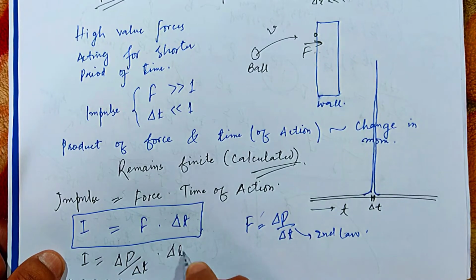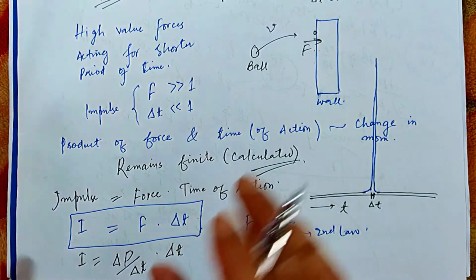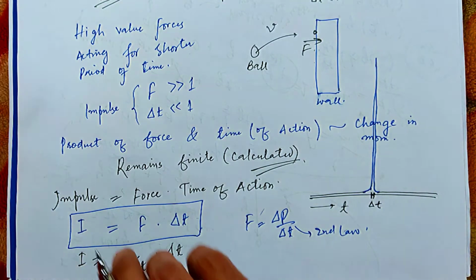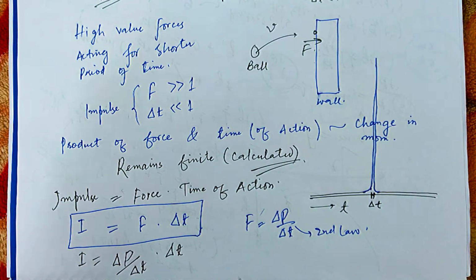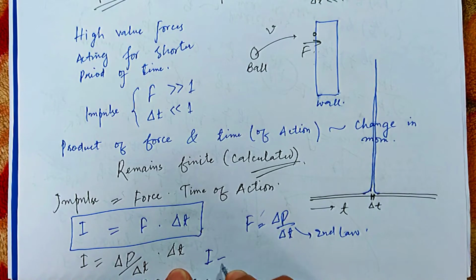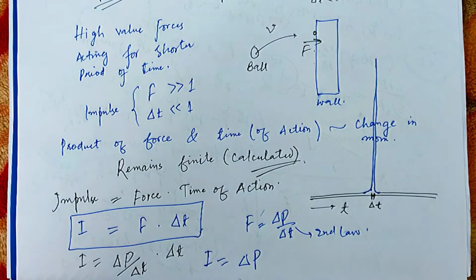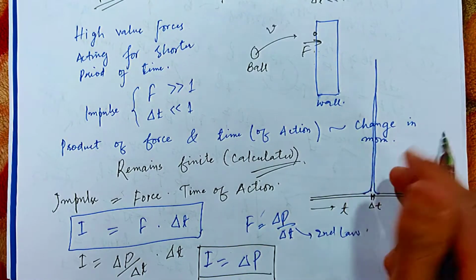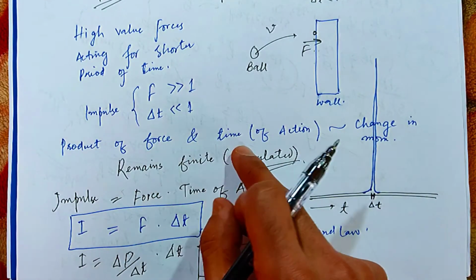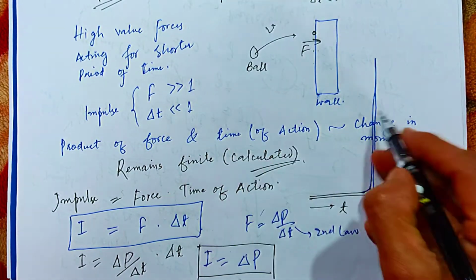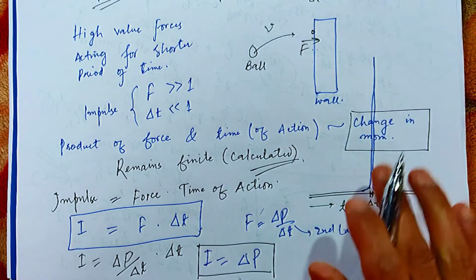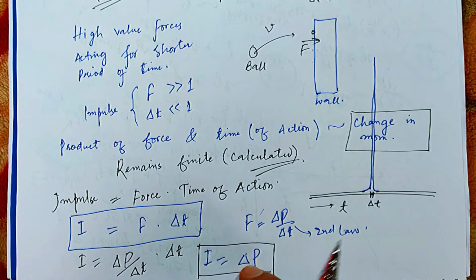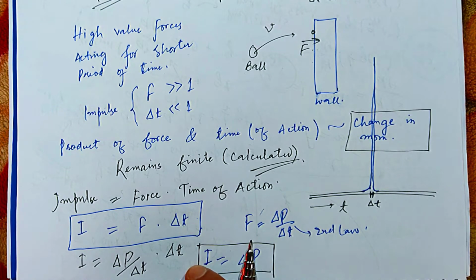by delta t. This goes roughly, I'm saying. It is not exact, because it is twisted mathematics done here. So for that, I will be equal to delta p. This is what I was telling you earlier, that the product of force and time of action is equal to the change of momentum. So we can calculate the change of momentum.